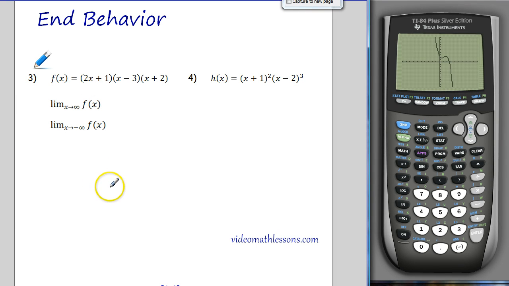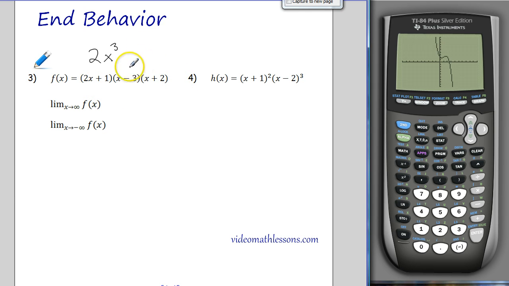Let's try 2 more. Now, let's think about this now. Look, they broke it down to a series of factors for us. So what I could do is just say, all right, let's just look at what degree this problem would be. So if it's 2x times x times x, the lead coefficient would be 2x cubed. I really don't care about the rest of it.